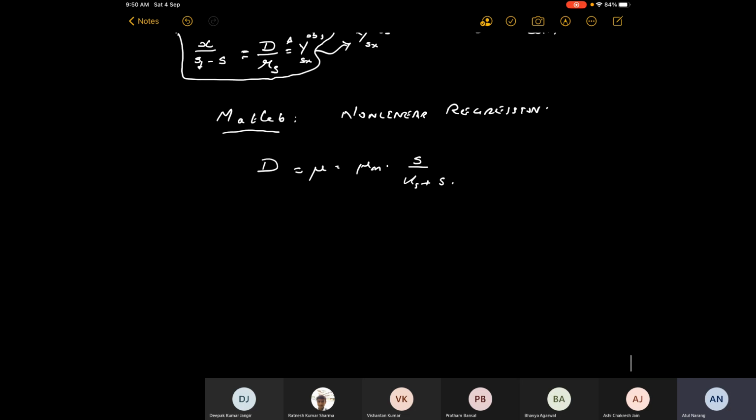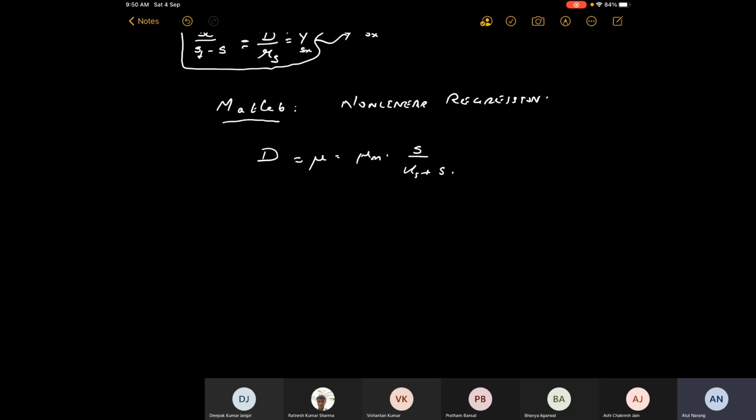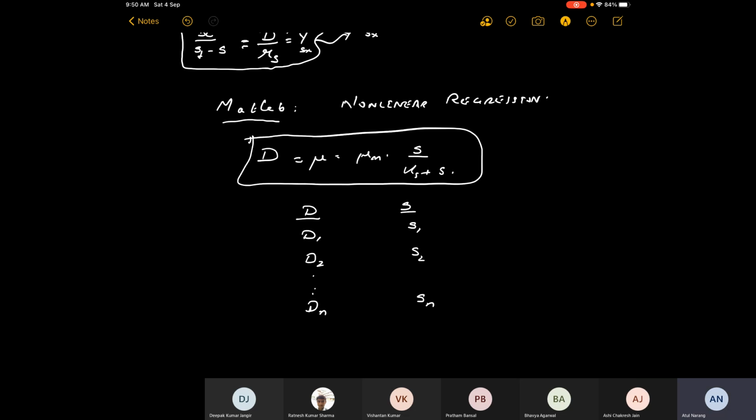And supposing you provide MATLAB with your data, which basically is, here is D, here is S, some D1, some S1, some D2, some S2, and so on and so forth, up to Dn and Sn. This is the data that you have collected. You provide this table to MATLAB, and you provide this function to MATLAB. You tell MATLAB that D is actually this function of S. It will automatically spit out the best value of mu m and ks by doing a least squares regression.